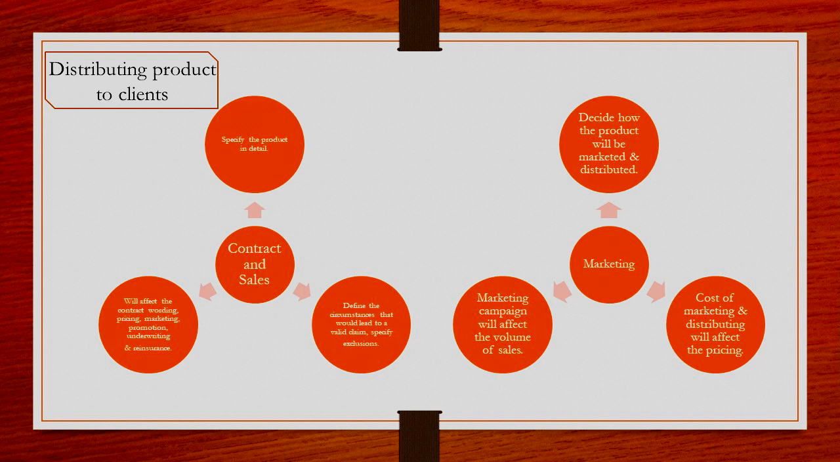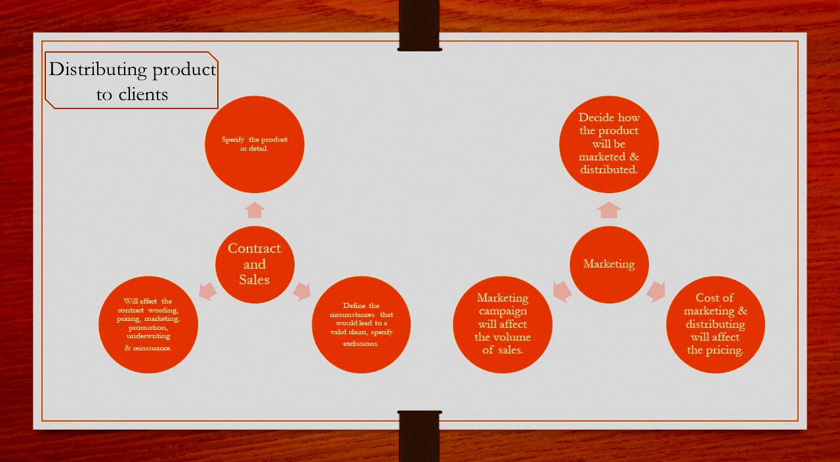The wording of the contract specifies the agreement between parties to the contract. In the case of insurance, the insurance policy states the obligations of the company and the policyholder. The policy will state the exact circumstances under which the insurance company is obligated to make a payment. Actuaries as well as lawyers are generally involved in the writing of the insurance contract. Contract and sales material need to specify the product in detail and define the circumstances that would lead to a valid claim, and specify exclusions. This will affect the contract wording, pricing, marketing, promotion, underwriting, and reinsurance.